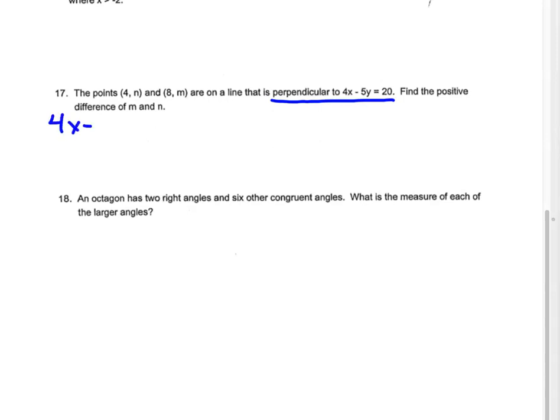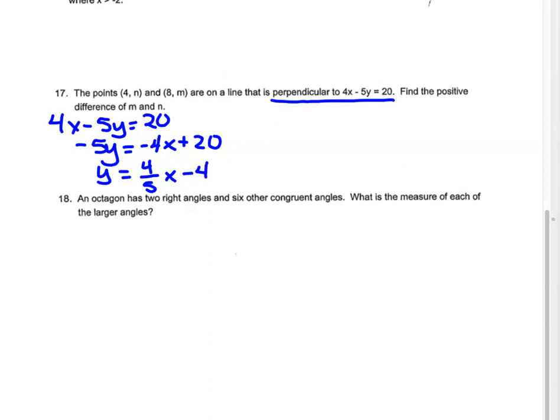So we've got 4x minus 5y equals 20. Solving for y, we've got negative 5y equals negative 4x plus 20. Dividing by negative 5, we've got y equals 4/5 x minus 4. So our original slope is 4/5, which means our perpendicular slope is the opposite reciprocal. It needs to be negative 5/4.